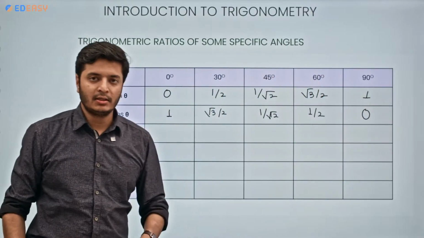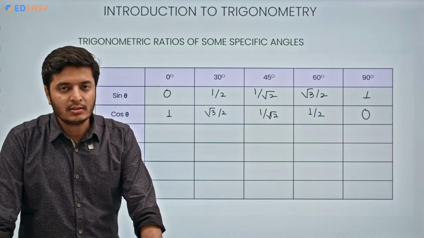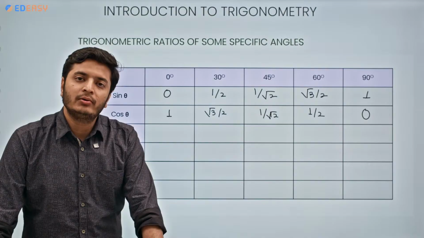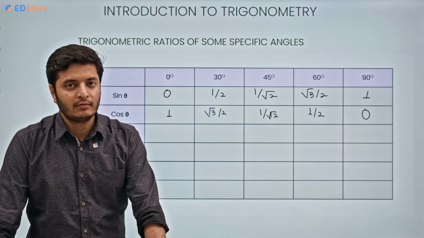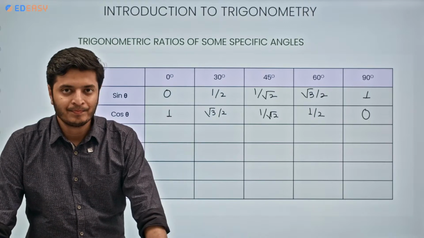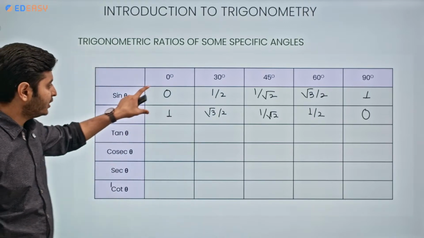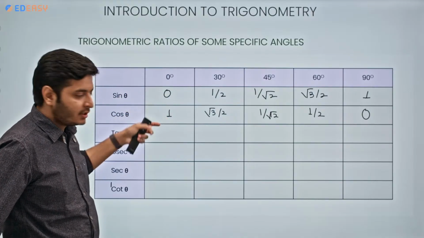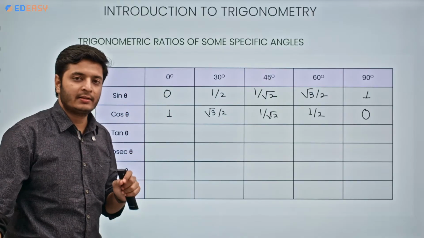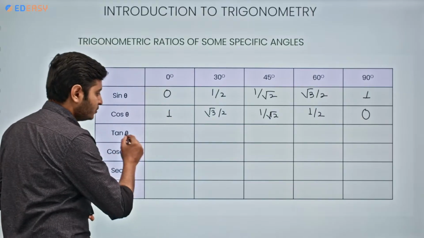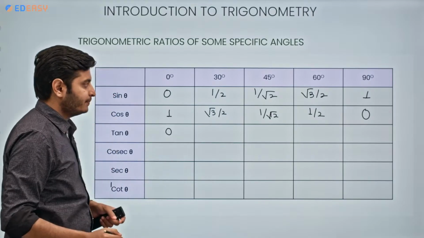What is tan theta? Tan theta is perpendicular by base, correct? And last time I told you that tan theta can be found using one more method, and that is sine theta by cos theta. So we are going to do this only. We are going to divide these values with each other. Sine theta by cos theta will be the value of tan theta. 0 divided by any number is 0. So tan 0 degrees is 0.